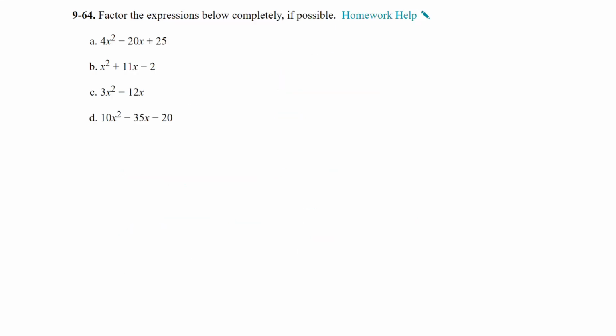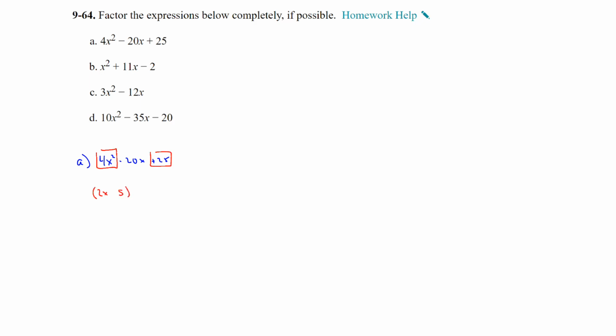Question 64. Factor the expressions below completely if possible. So since it says completely, it gives us an indication that we might have some common factors in here that we will have to deal with. On the first one, there's no common factors. There's no common number that goes into 4, 20, and 25. But what you might notice is that the first term is a perfect square, and the last term is a perfect square. So this might be a perfect square trinomial. Remember, if this is correct, this would give us a 2x and a 5.